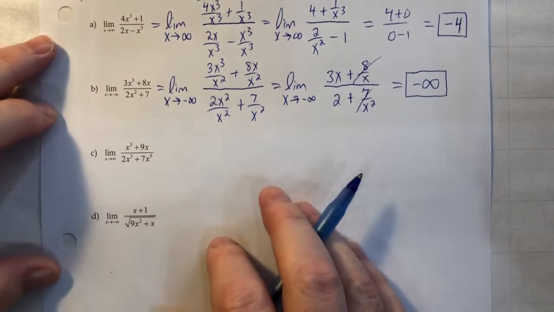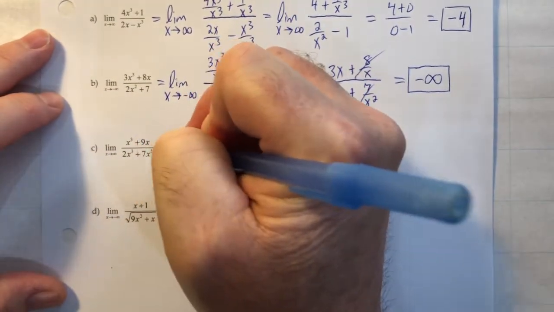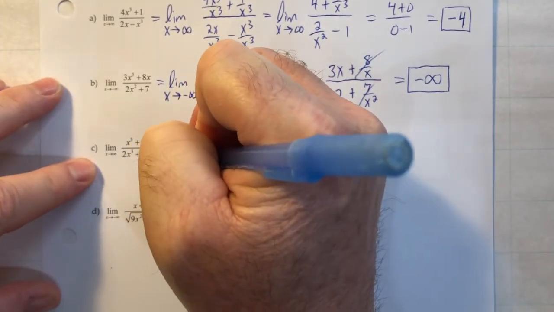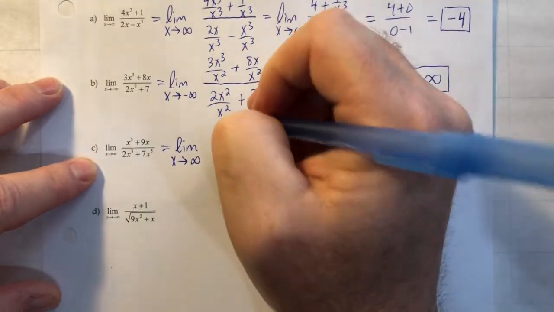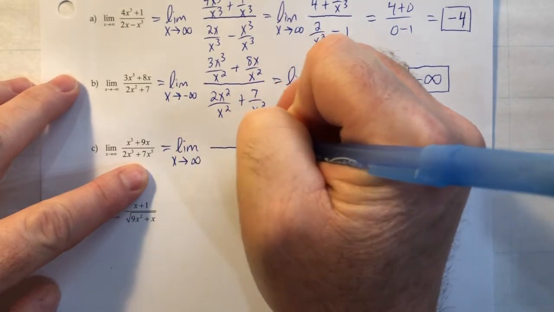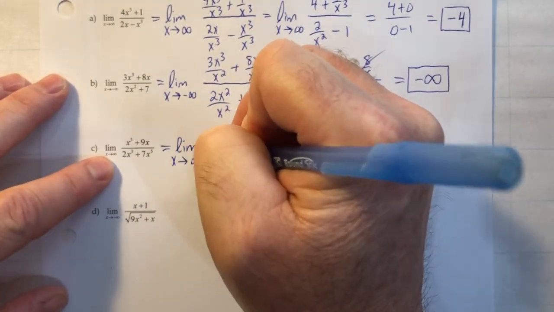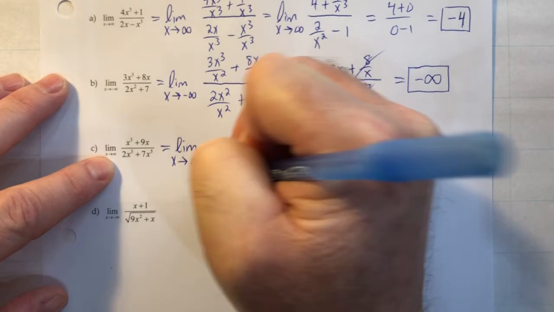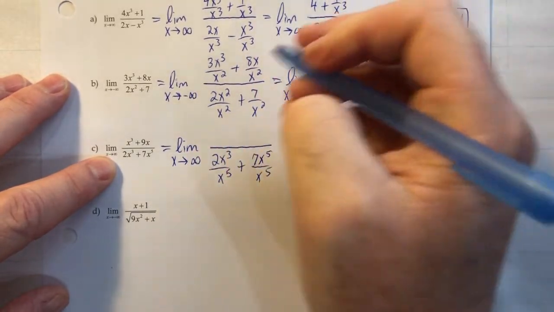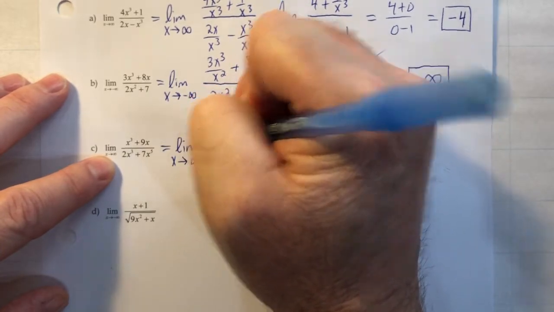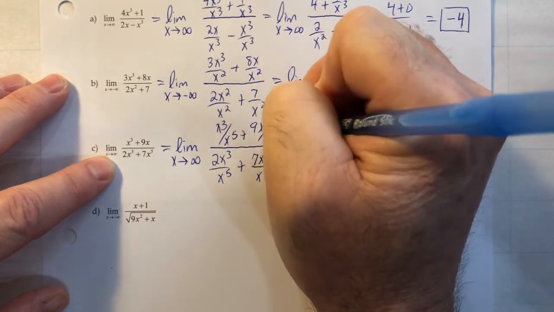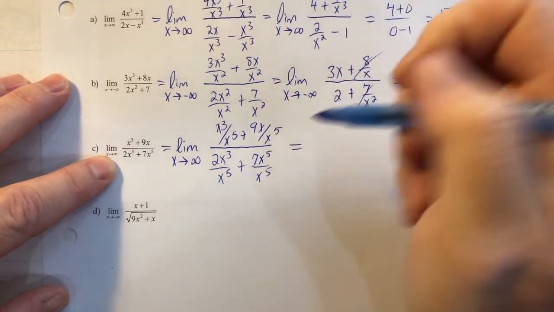All right, let's keep plowing along here. So take the limit as x goes to positive infinity this time. And the biggest term on the denominator is x to the 5th. So we're going to divide everything by that. So 2x to the 3rd over x to the 5th plus 7x to the 5th over x to the 5th, x to the 3rd over x to the 5th plus 9x over x to the 5th. I'm just going to jump right in here and start taking limits.